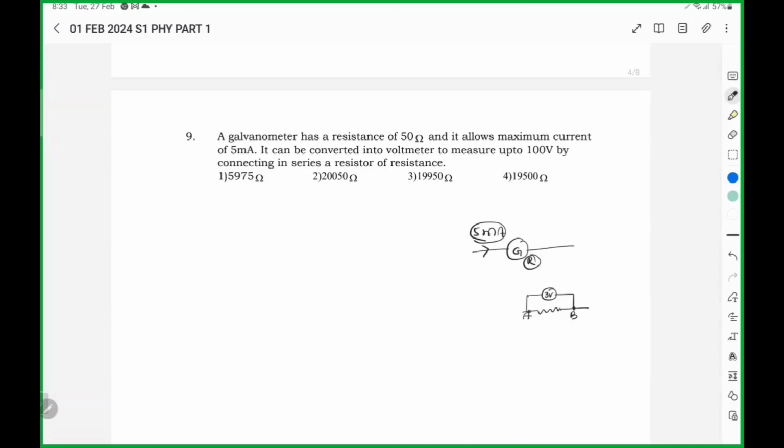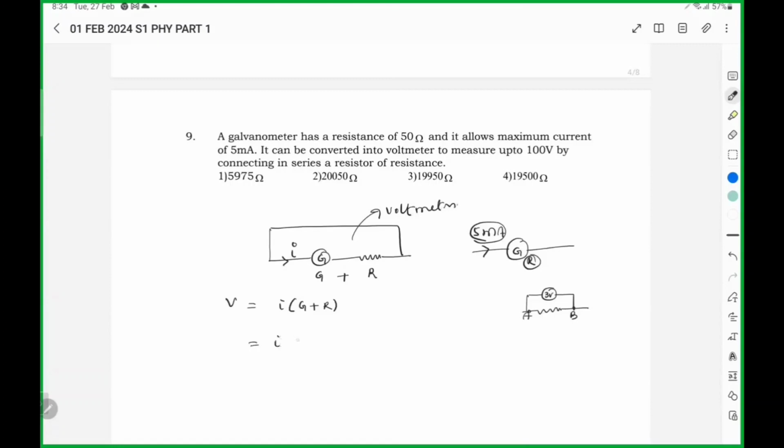So what we have to do is connect a resistance in series with the galvanometer. Then the effective resistance will be more, and the potential difference becomes I into (G plus R). We can then measure higher potential differences across electrical components. So this is the galvanometer; by adding the series resistance, this arrangement becomes a voltmeter.